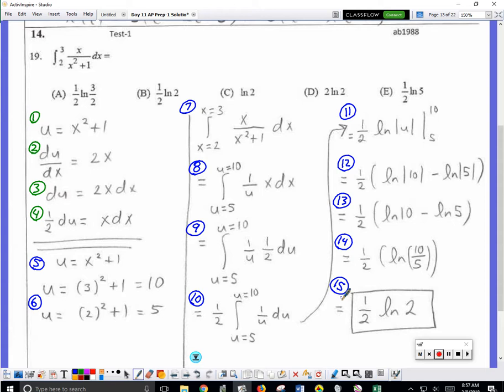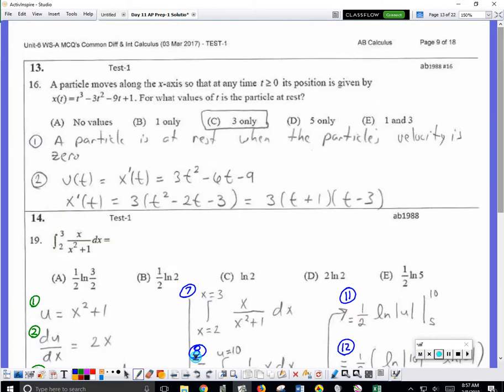Okay, next one. 13. Key here is a memorized fact. The particle is at rest when the particle's velocity is 0. And the velocity also tells you direction of travel. So positive velocity indicates travel to the right, negative left. So what I didn't do here, I should have written down that I'm trying to figure out when this is equal to 0.